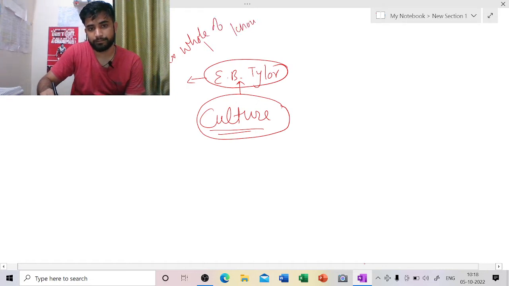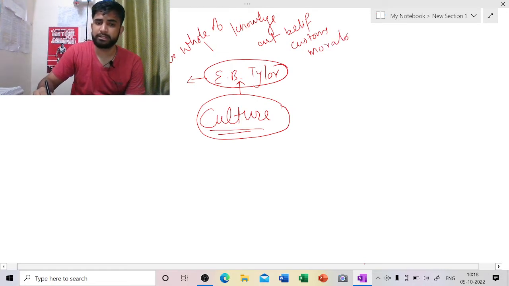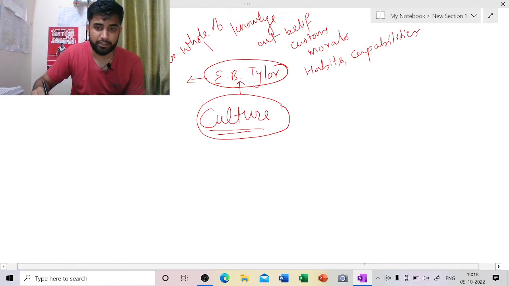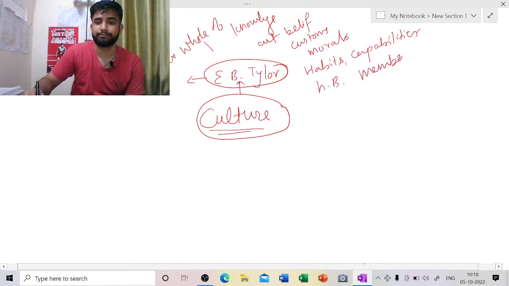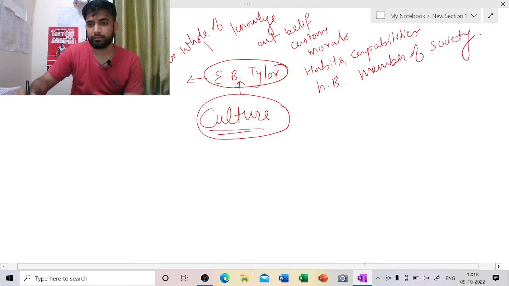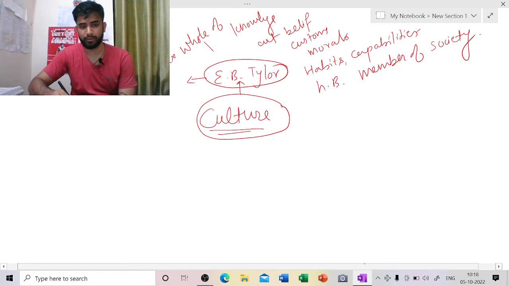Culture is a complex whole of knowledge, art, belief, customs, morals, and all the other habits and capabilities which are acquired by human beings as a member of society. Now this is a definition which is widely accepted.